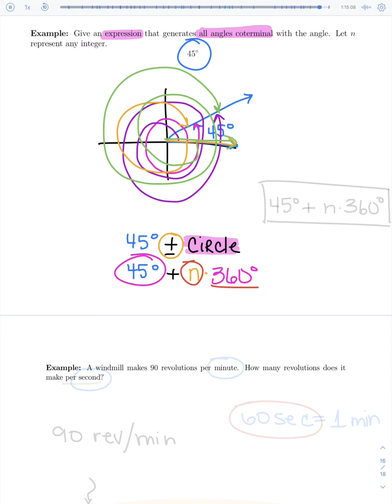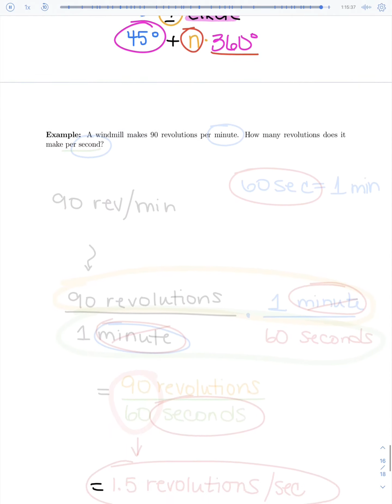So our final answer is our coterminal angles are going to look like 45 degrees plus n times 360 degrees. And n actually can be positive or negative. If it's positive, we're going to go around the circles counterclockwise. If it's negative, it means we'll go in reverse, meaning we're going clockwise. And that's it.